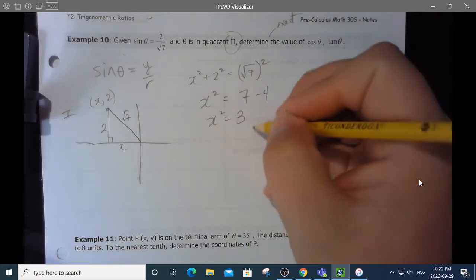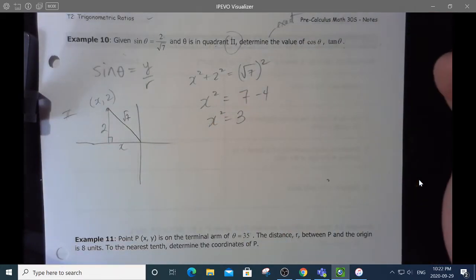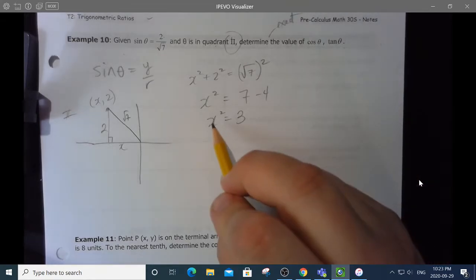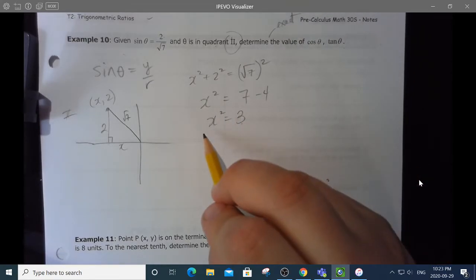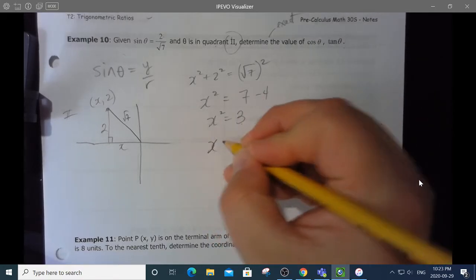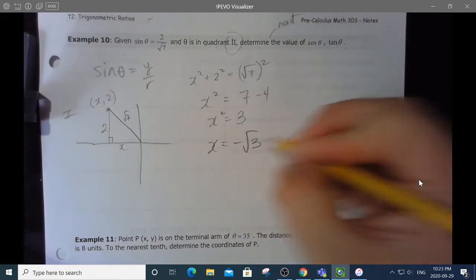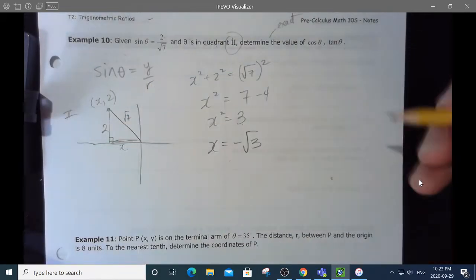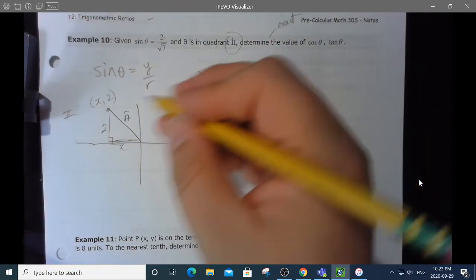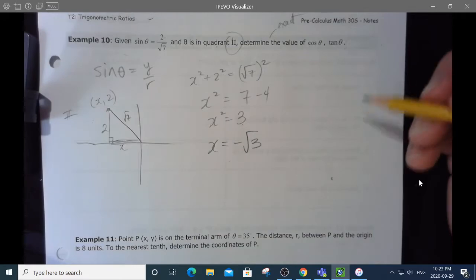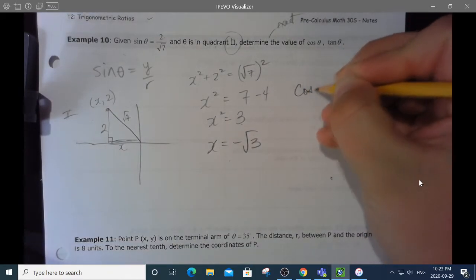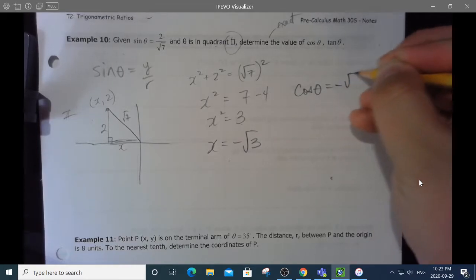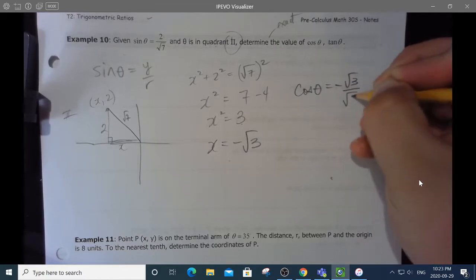So when I square root both sides, I have a choice between plus or minus. Think about why that is a choice. What number times itself is 3? It could be positive root 3. It could be negative root 3. And in this case, I want negative root 3. Why? Because this line's over here where x is negative. And CAST rule says that sine is the only thing positive over here. I know cosine has to end up negative. So the cosine of theta is negative root 3 over root 7.